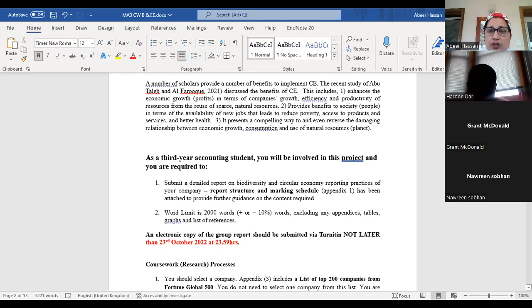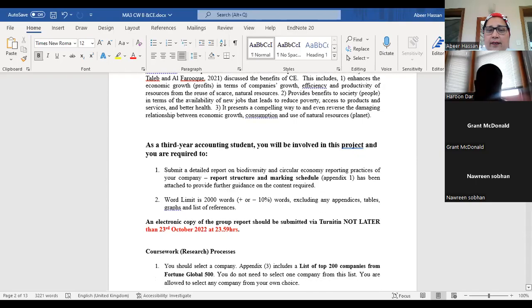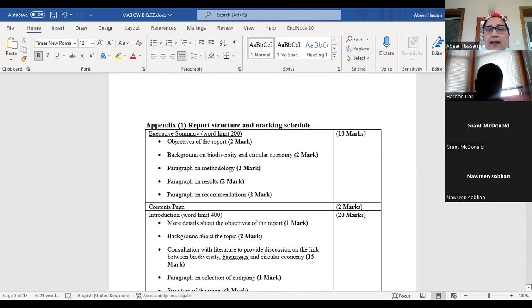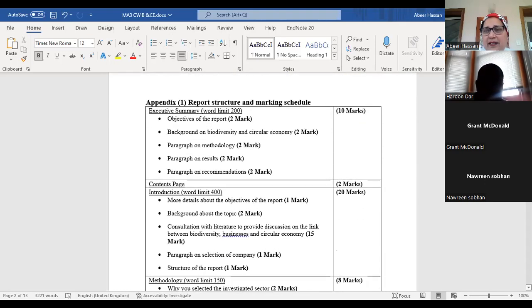The report structure is already available in Appendix 1. So please put this in front of you while you're writing your report, because this is what I'm putting in front of me while I am marking your report. And the same for the moderators, and the same for the external examiners.